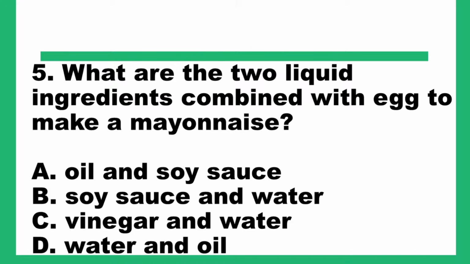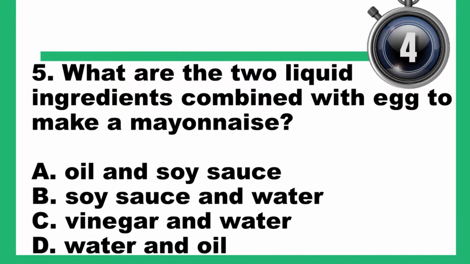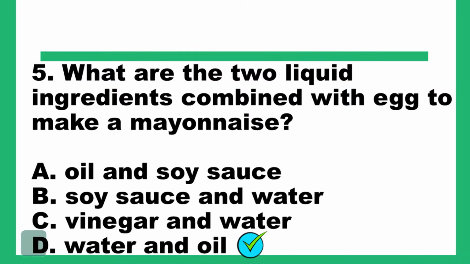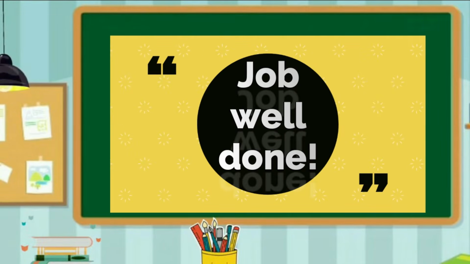And lastly, number 5. What are the two liquid ingredients combined with egg to make a mayonnaise? Is it A. Oil and soy sauce, B. Soy sauce and water, C. Vinegar and water, or D. Water and oil? The correct answer is letter D. Water and oil. Job well done!